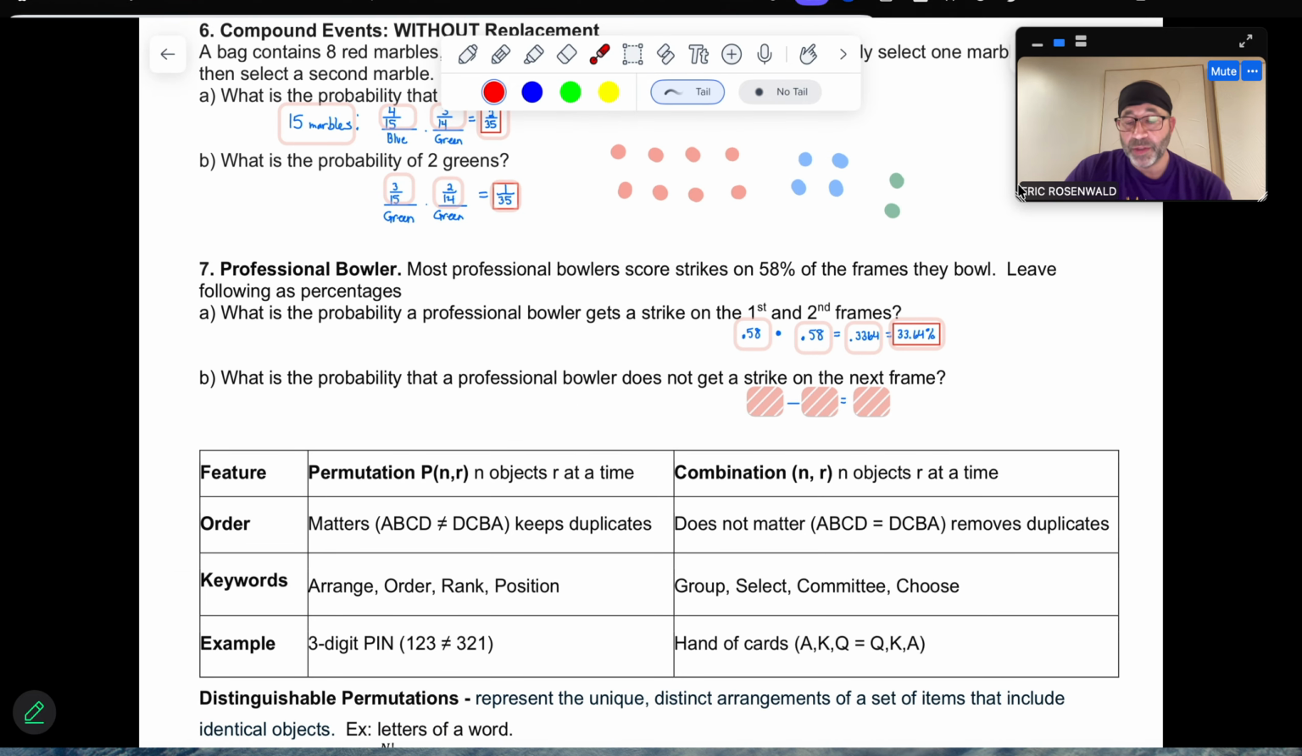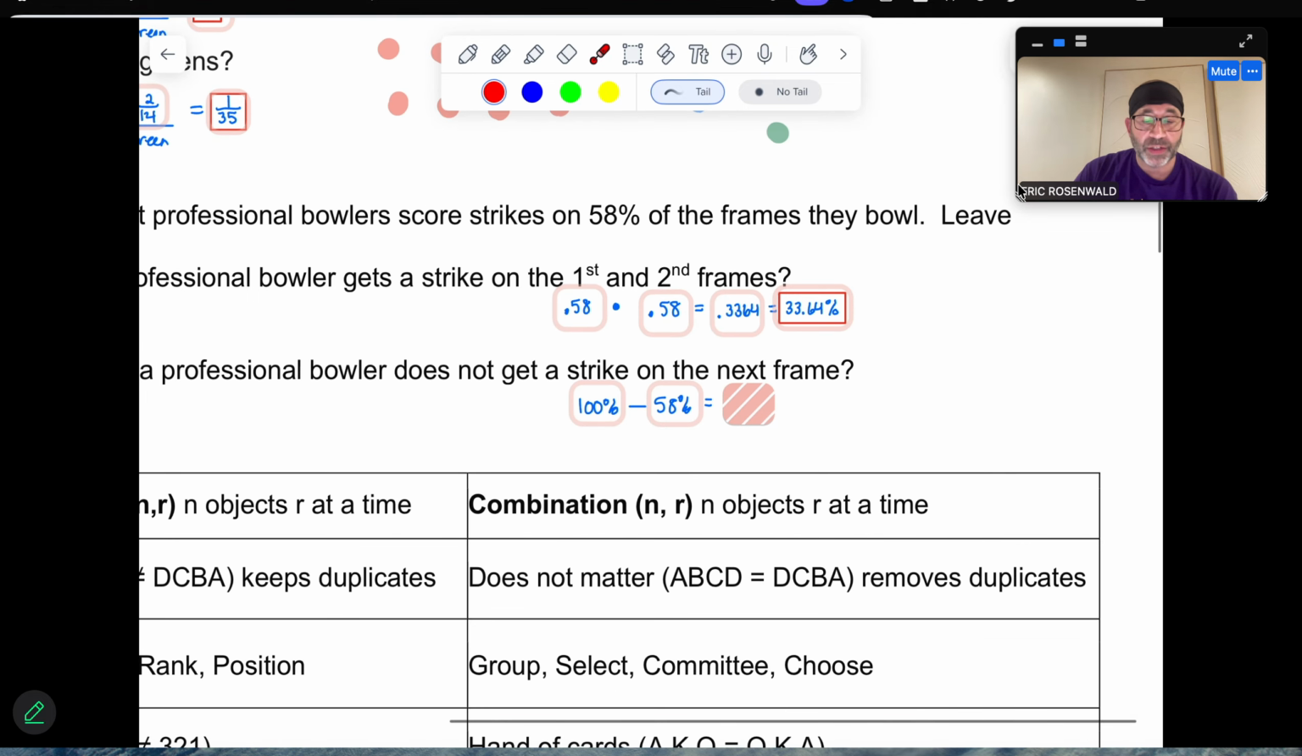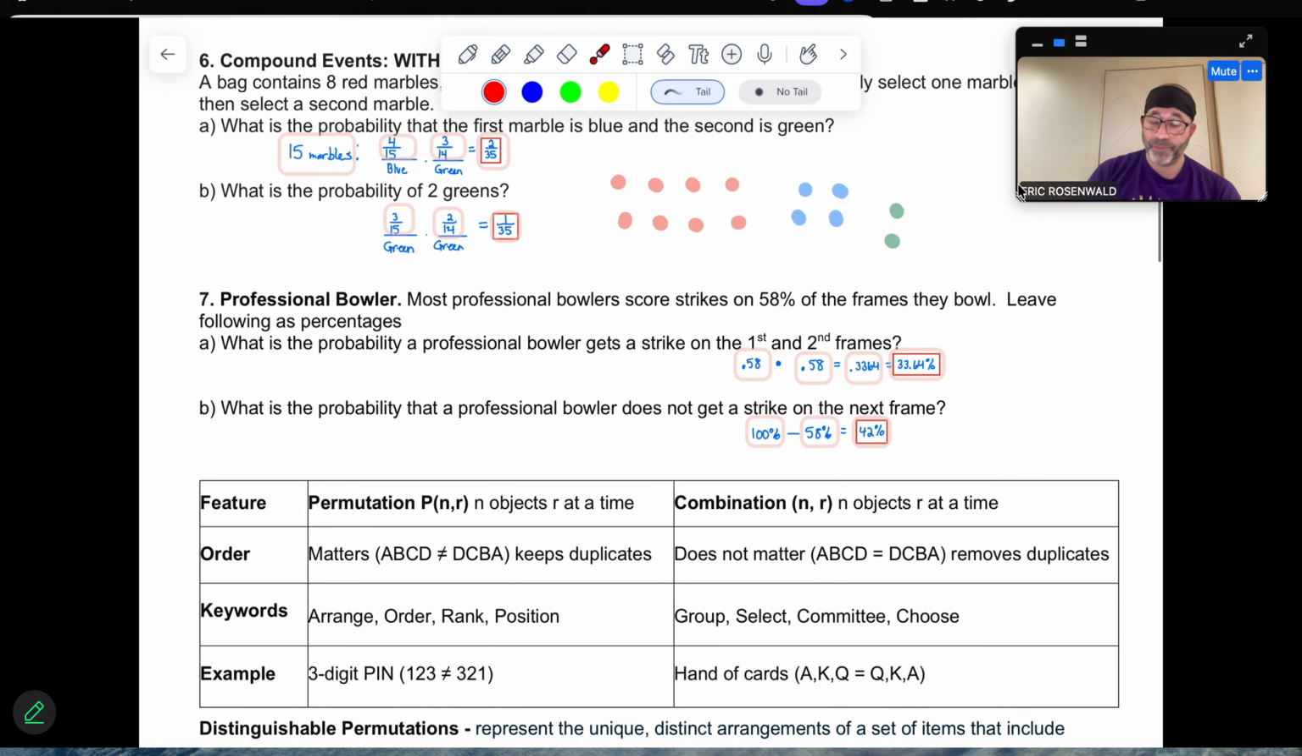So then letter B is, well, what's the probability that a professional bowler does not get a strike on the next frame? Well, just in general, it's a 100% chance of them throwing a ball. There's a 58% chance that they're going to get a strike on this. So if they are going to get a strike 58% of the time, they're going to not get a strike 42% of the time. Okay, so we just subtract those.